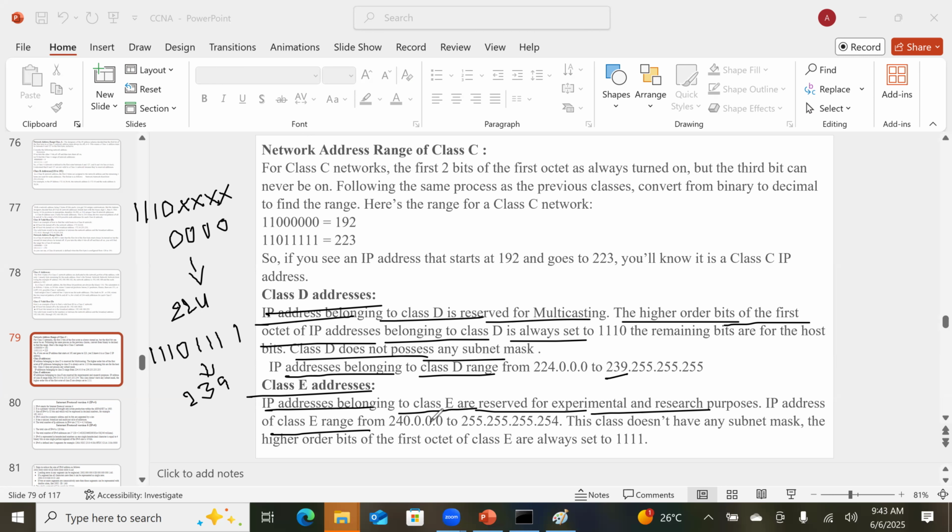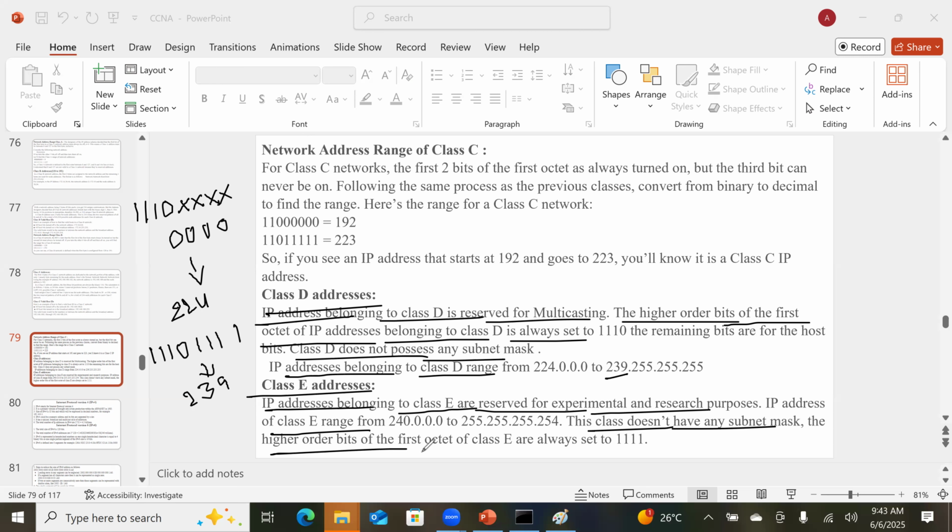It will become the universal broadcast address. All 255 will become the universal broadcast address for all IP version 4 addresses. But now we are defining the range of this class, so that's the reason they take it up to only 254. Clear? This class also doesn't have any kind of subnet mask.